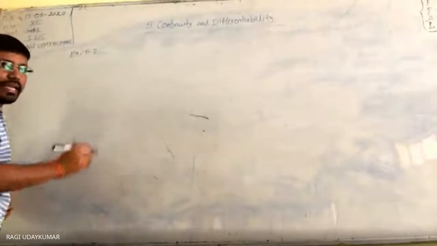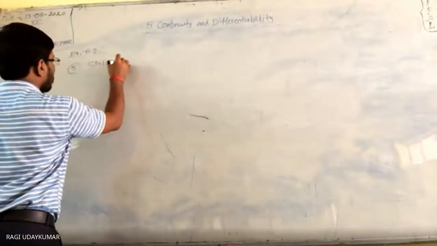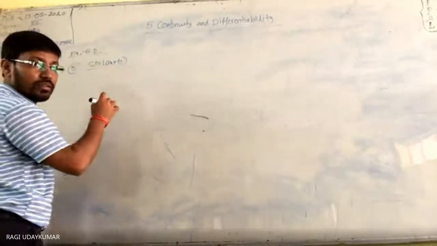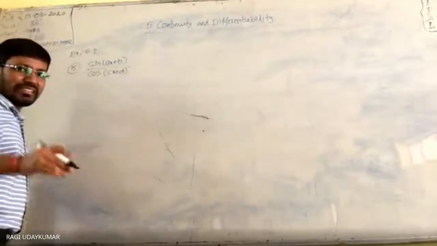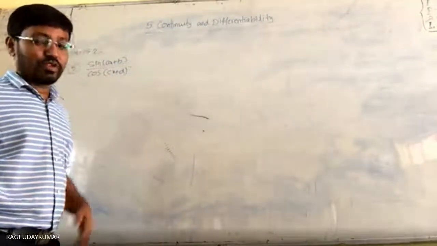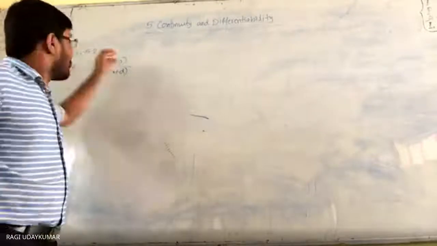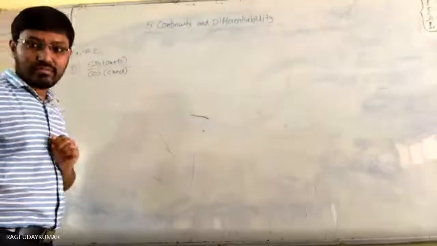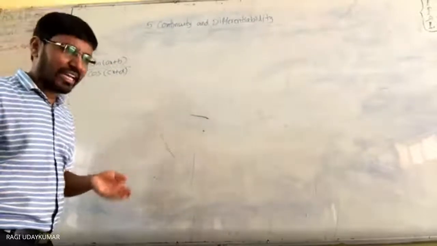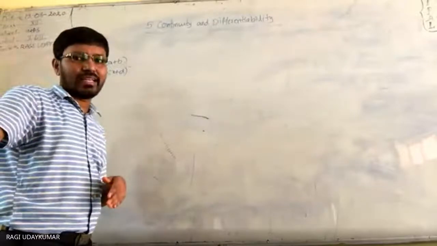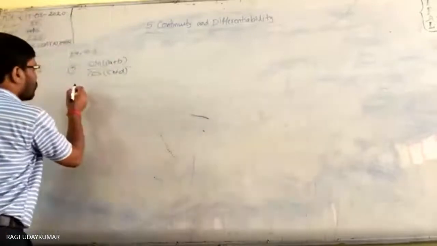Next, sin of ax plus b by cos of cx plus d. Sir, can we write sin by cos as tan? Some students asked me previously, but these do not have the same argument. The function in the numerator has ax plus b for the sine, and the denominator has cx plus d. You cannot write it as a tan.